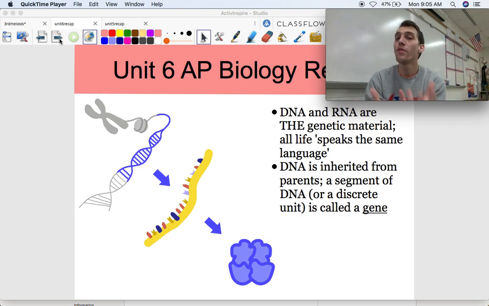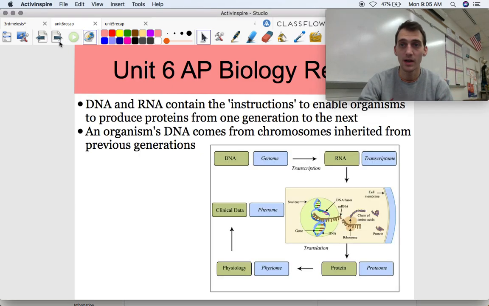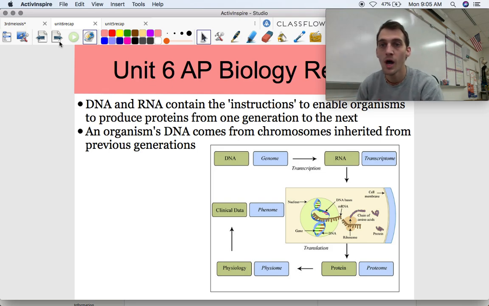That's the whole thing of this unit here, okay? Don't lose sight of what this unit is about, because it's easy to do that. I can't stress that enough. So DNA and RNA contain the instructions to enable organisms to produce proteins from one generation to the next. So really what you get passed down, or what you pass down to your kids and what your parents pass down to you, are instructions.